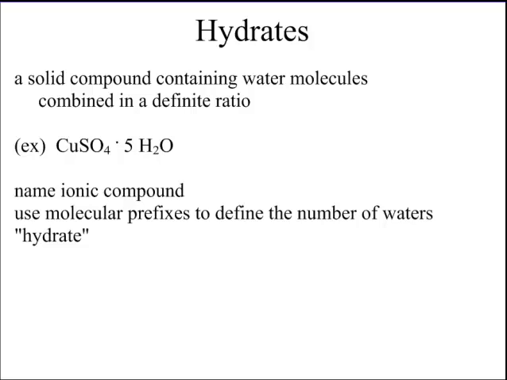Lastly, hydrates. These are solid compounds that contain water molecules combined in the crystal in a definite ratio. Understand that these are not wet. These are water molecules that are bound in the structure of the crystal. Hydrates have formulas like you see here, CuSO4·5H2O. To name these, you write the correct name for the ionic compound, then you use the correct molecular prefix to tell the number of waters present, and you use the word hydrate for the water. So here, CuSO4·5H2O is copper 2 sulfate pentahydrate.